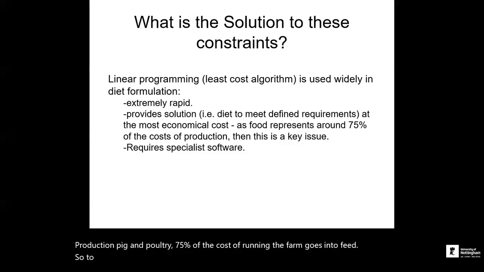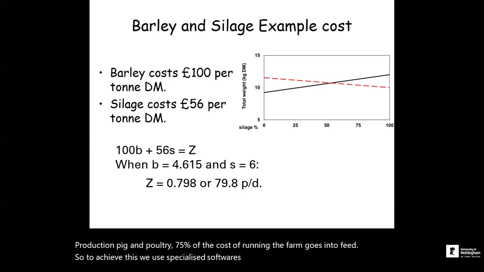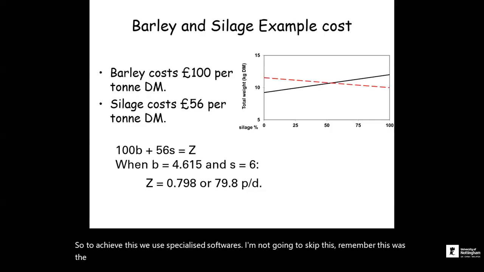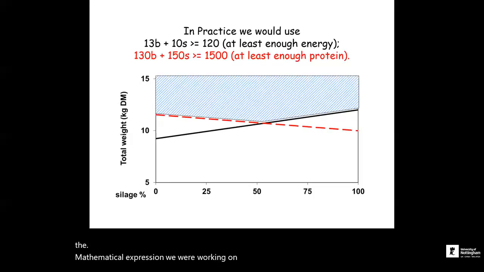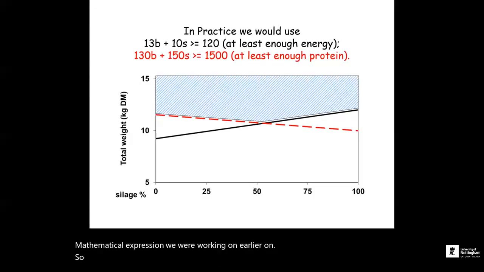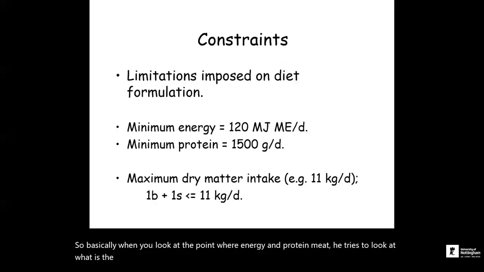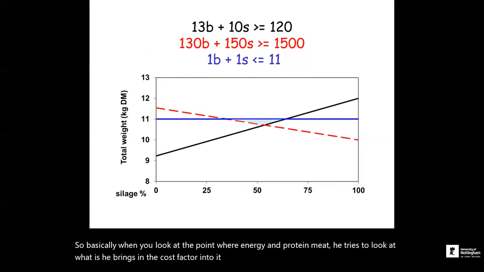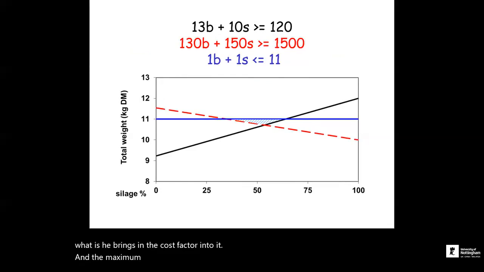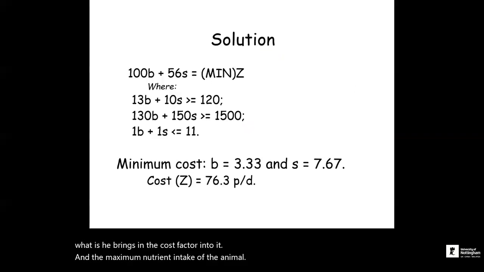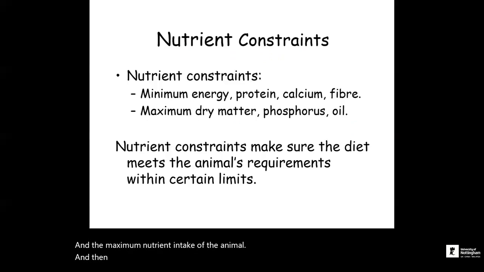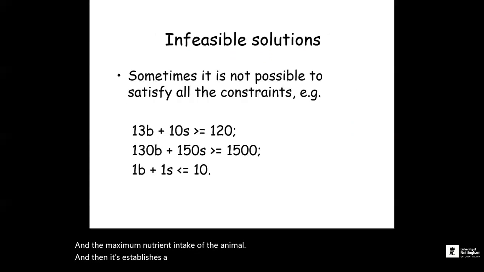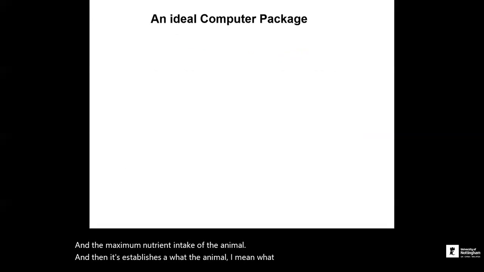So to achieve this, we use specialized softwares. I'm not going to skip this. Remember, this was the mathematical expression we were working on earlier on. So basically, when you look at the point where energy and protein meet, it tries to look at what is... it brings in the cost factor into it, and the maximum nutrient intake of the animal. And then it establishes what you can combine.